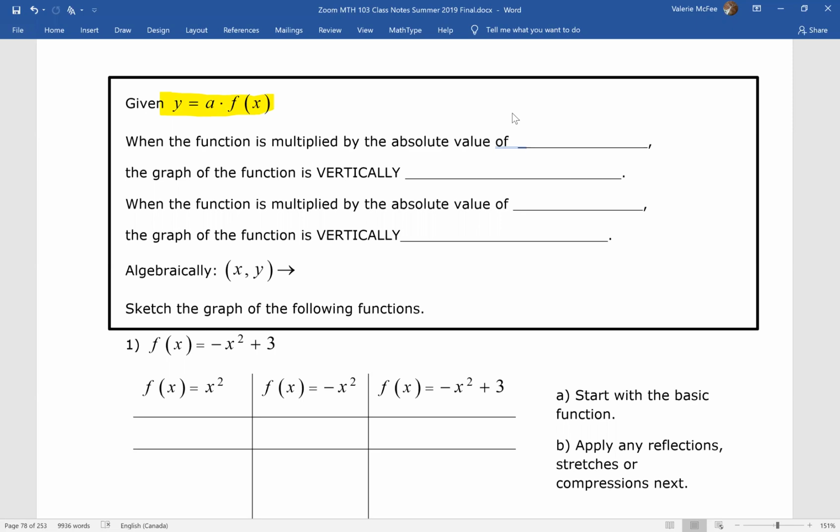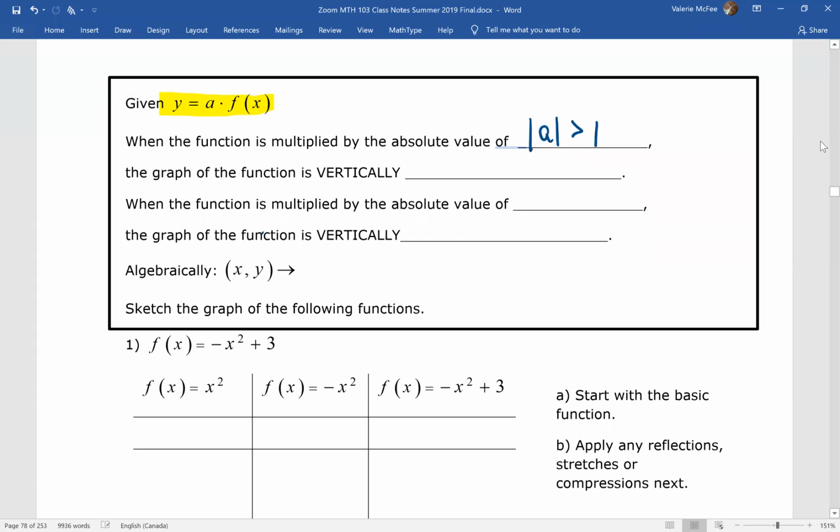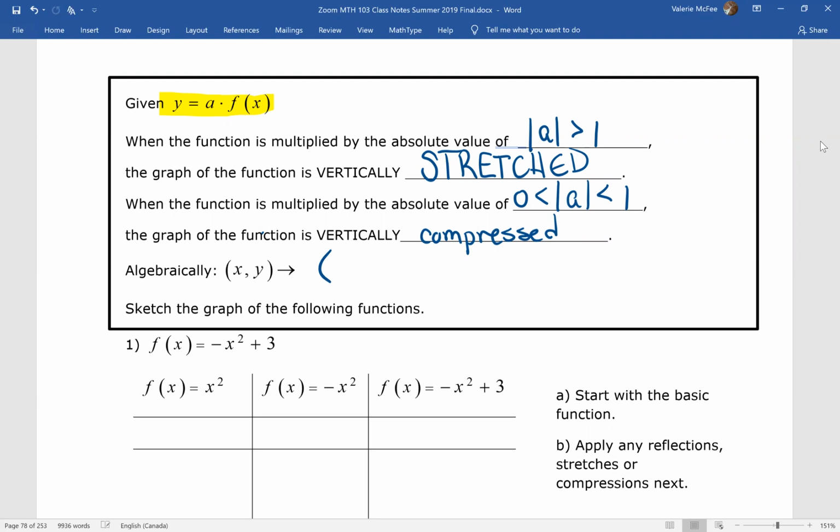So, given our basic function, but now we have some coefficient a. When the function is multiplied by the absolute value of a greater than 1, we know that this graph is going to be vertically stretched. But when the absolute value of a is a fraction between 0 and 1, then we have a function that will be vertically compressed. And remember that a is multiplying our y values.